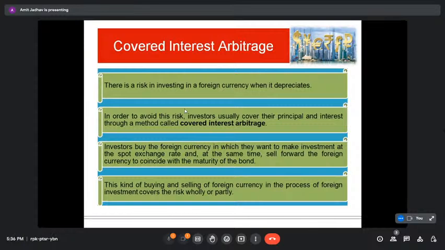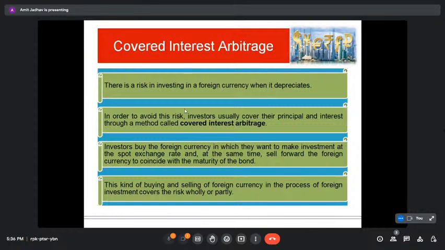If they avoid the risk in the exchange rate market by covering it, that is known as covered interest arbitrage. Investors buy the foreign currency in which they want to make an investment at the spot exchange rate, and at the same time sell a forward foreign currency contract with the maturity of the bonds.